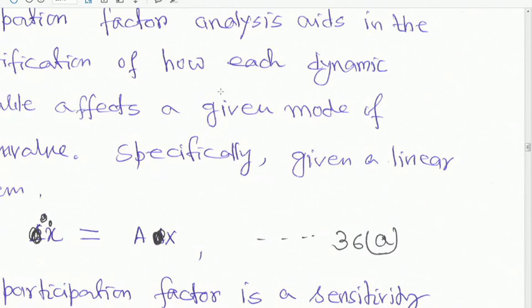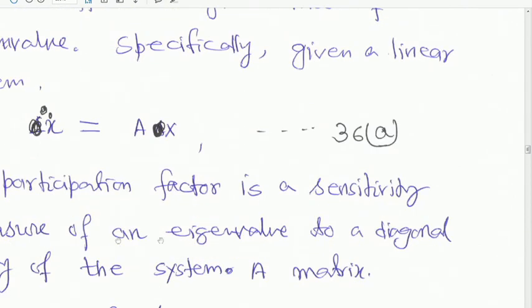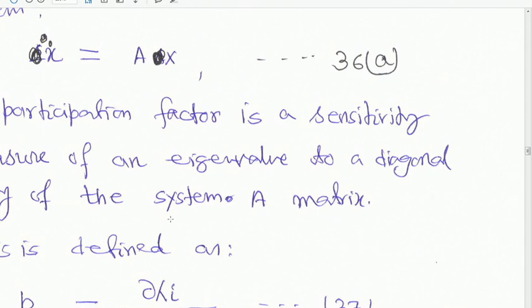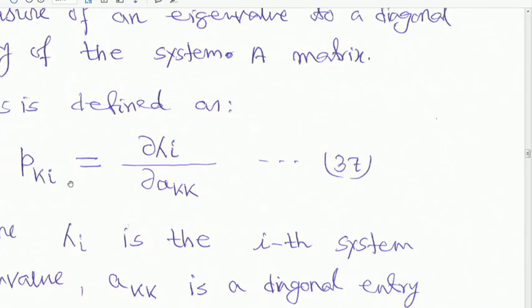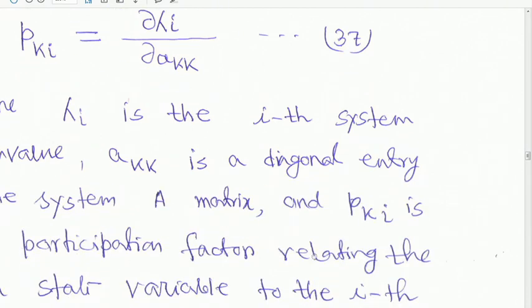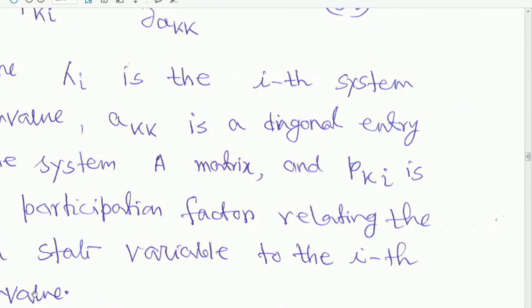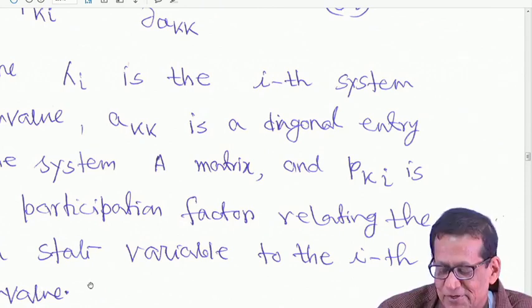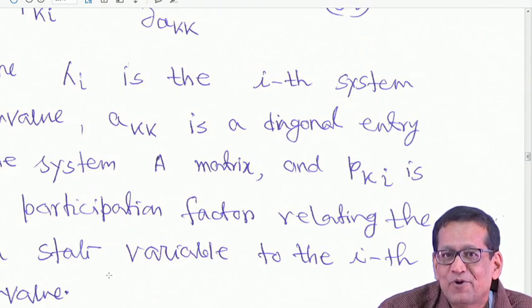A participation factor is a sensitivity measure of an eigenvalue to a diagonal entry of the system A matrix. This we have seen earlier. We have defined that p k i is equal to delta lambda i upon delta a k k. This is equation 37, where lambda i is the ith system eigenvalue, a k k is a diagonal entry in the system A matrix, and p k i is the participation factor relating the kth state variable to the ith eigenvalue, right.